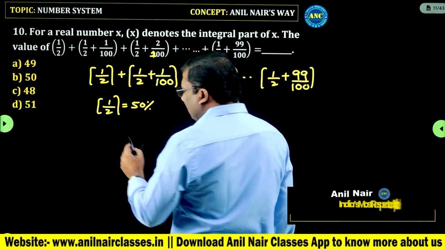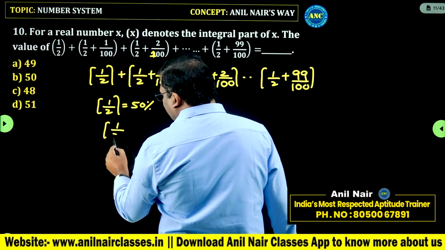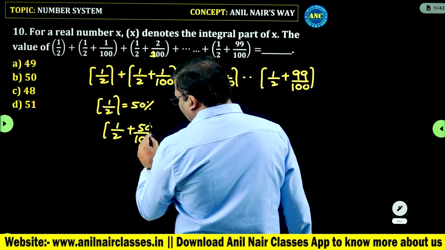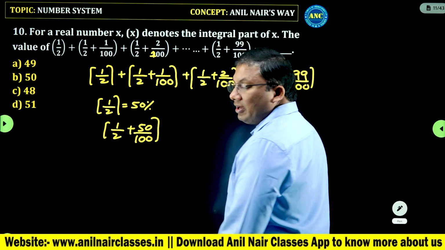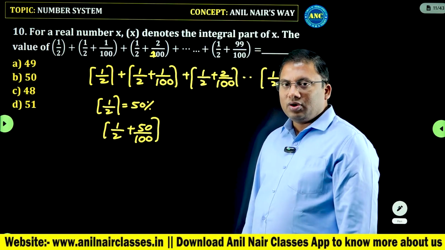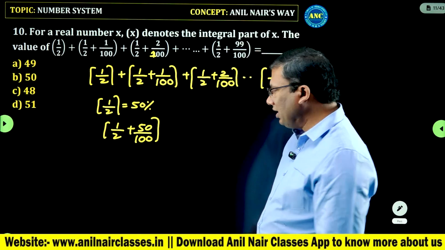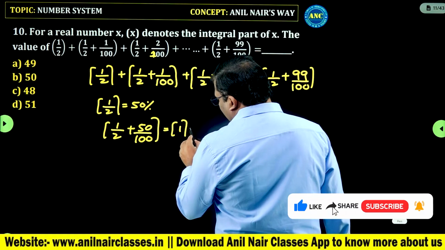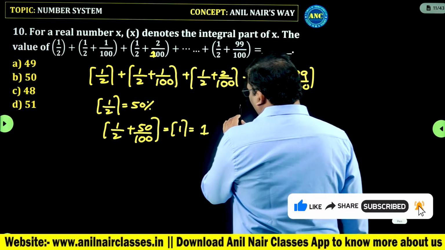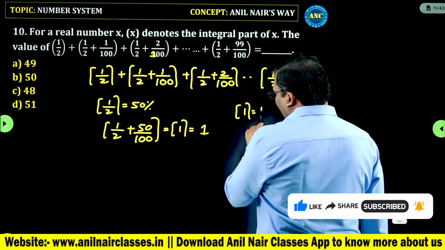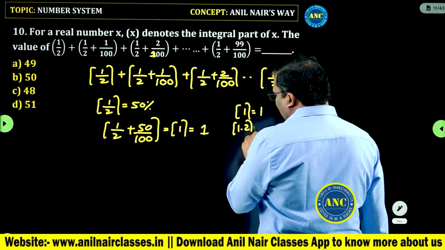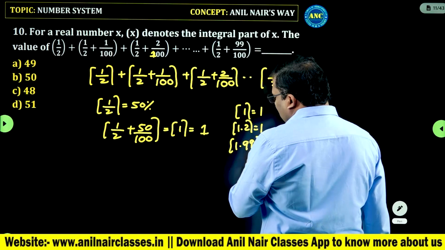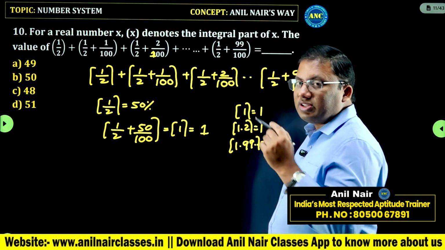Now, if I take 1 by 2 plus 50 by 100, 50 by 100 is 1 by 2. 1 by 2 plus 1 by 2 is 1. That means greatest integer of 1 is 1. 1.2 is 1. 1.99 also is 1. From 2 onwards, it is 2.